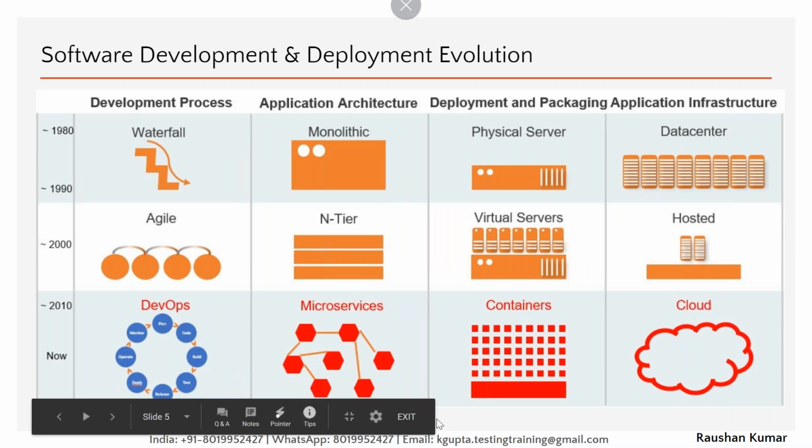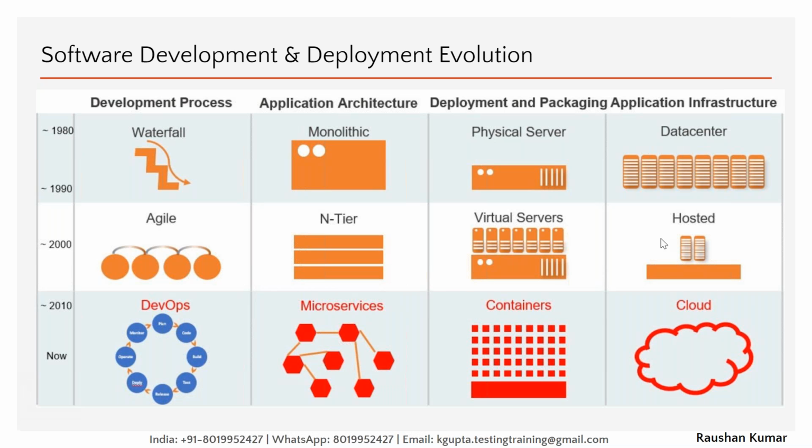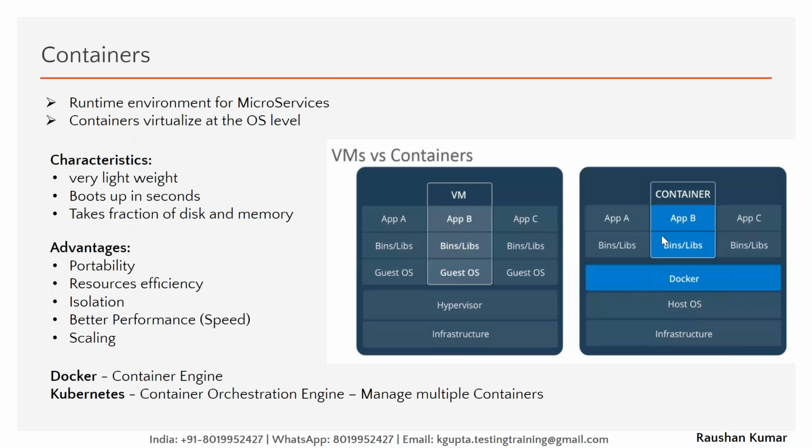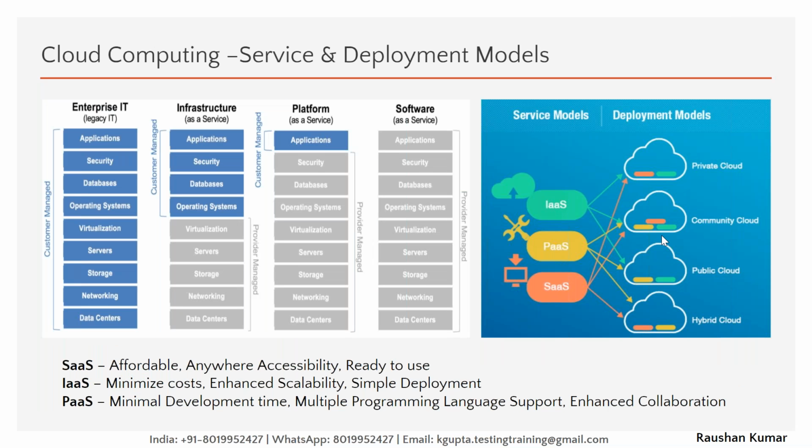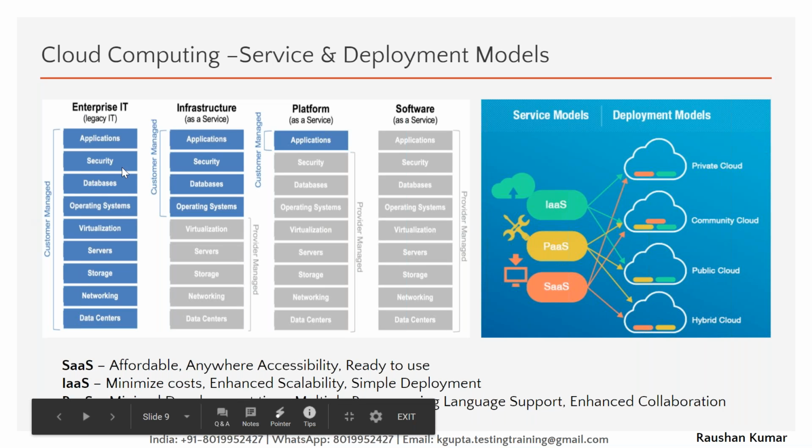Okay, so just to brief everyone, we started with this particular diagram here. We touched base with DevOps. We did look into microservices. We did look into containers. Now we are in the last phase, the cloud. Okay, cloud. So this is my on-prem infrastructure. That is how it was.